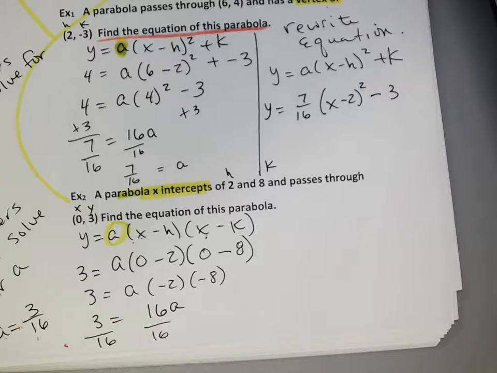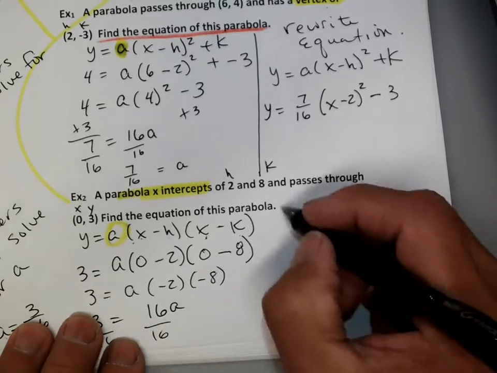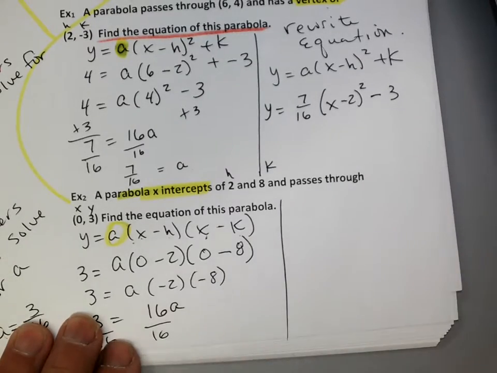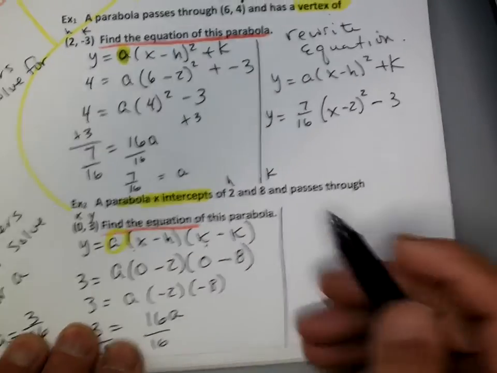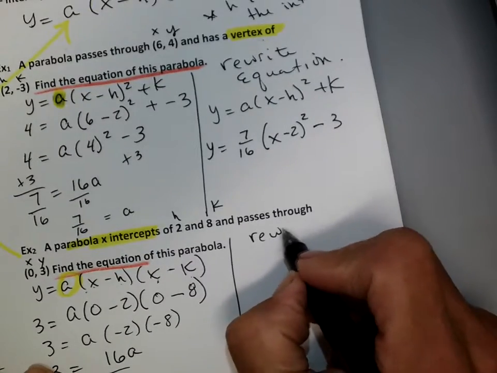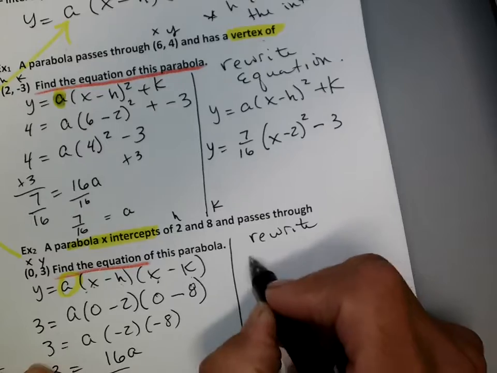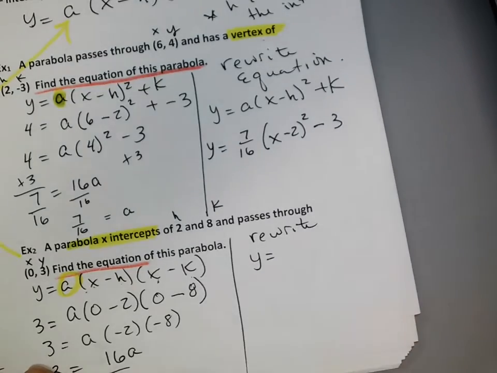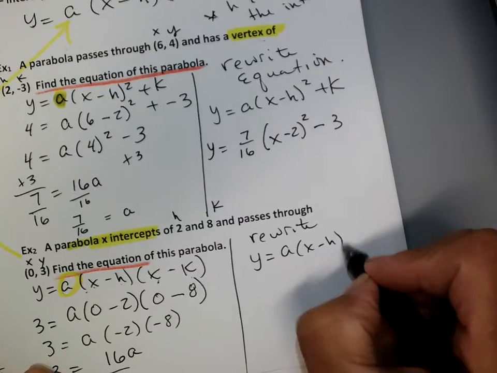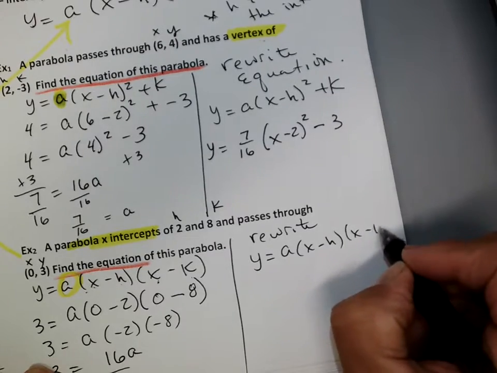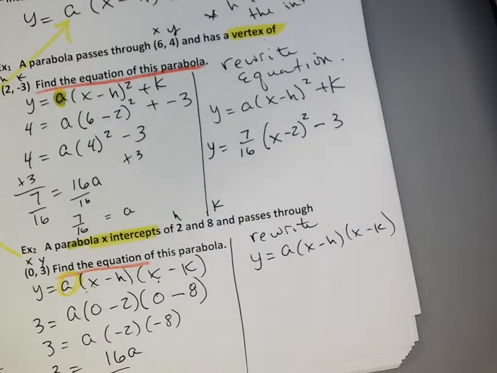How am I doing? Am I going slowly enough? Okay, now let's rewrite it, because what we need is the equation, right? It says find the equation. That's my question. Find the equation. So I'm going to rewrite it using the same formula, y equals A times x minus h and x minus k. And if I need an equation, we're going to keep x and y as variables.